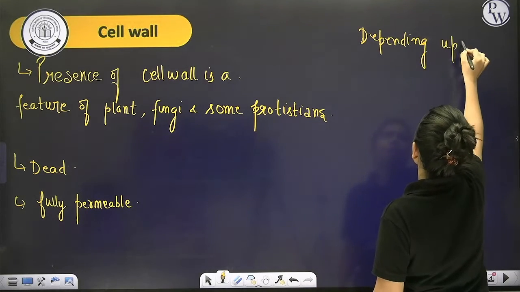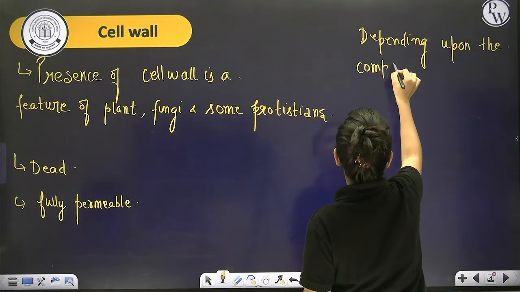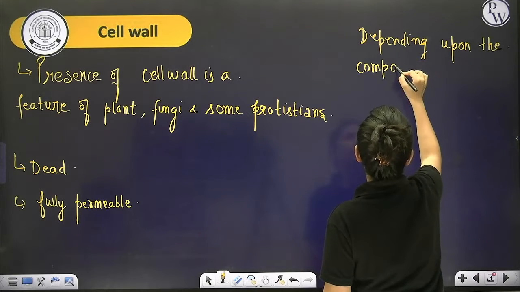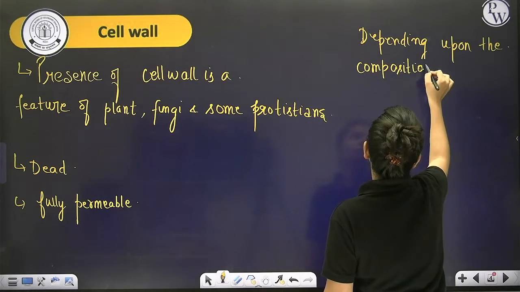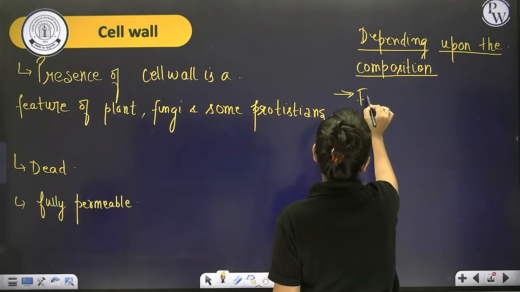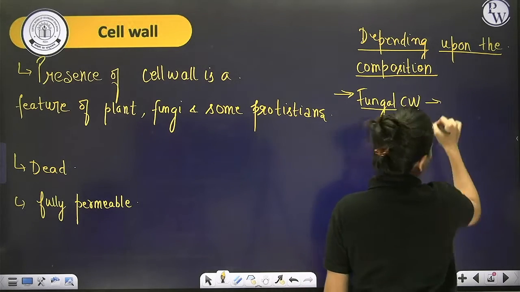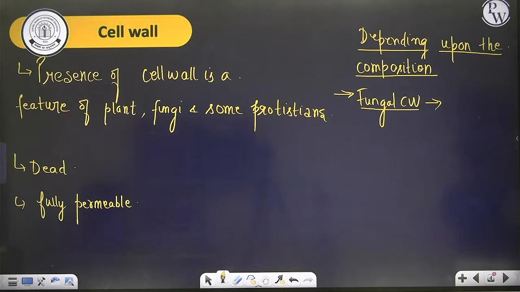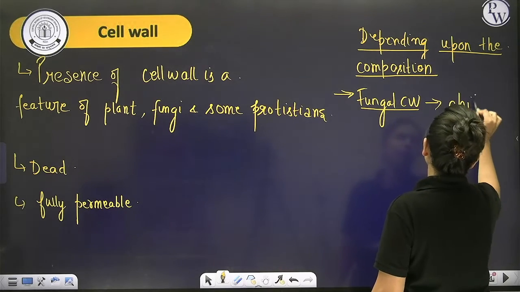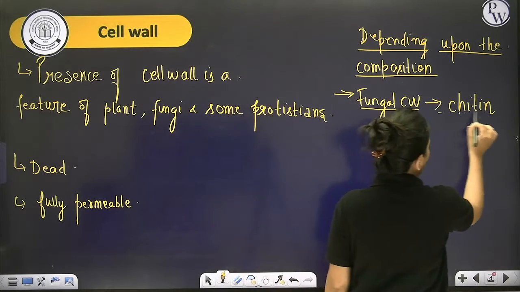right? So depending upon the composition, there are three types. First of all, the fungal cell wall. Now, beta, what is this fungal cell wall made up of? Yes, very good. So this fungal cell wall is made up of chitin, right? Which is actually a polymer of NAG.